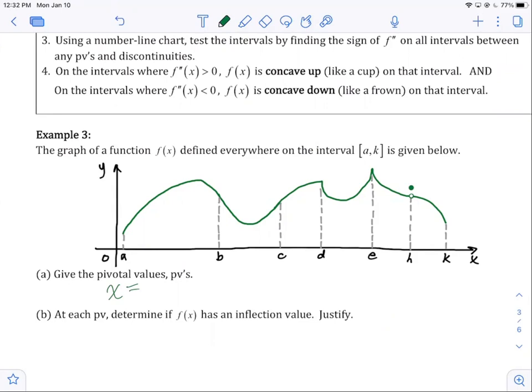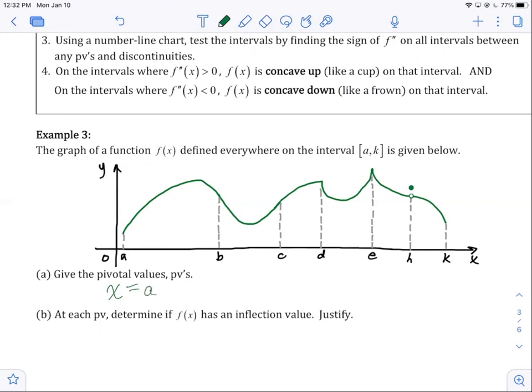Let's look at A. We'll go through each of these. Is A a pivotal value? Well, it has to pass two things. Is it in the domain? And is the second derivative 0 or undefined there? It is in the domain. Is the second derivative defined at an endpoint? No. So will the second derivative be? No. So it is a pivotal value.